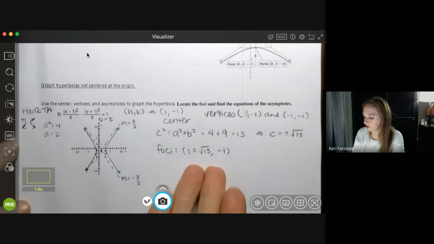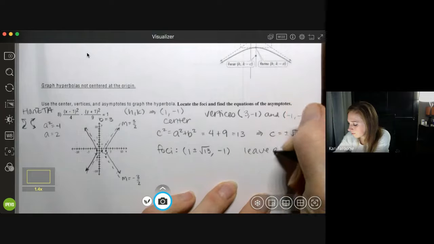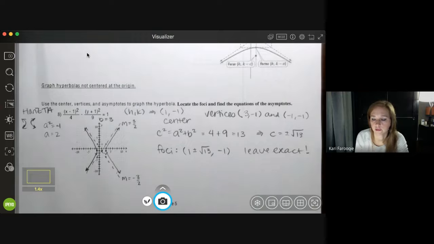And you can always write this as 2 different points if you'd like. I'm just going to leave it as 1 point. If you had some weird situation where the focus somehow ended up being an integer, like, I don't know, 2, then I would expect you to simplify this out. But since it's a radical, I don't want a decimal approximation. Leave it exact. And my math lab will also instruct you to leave your exact answer using radicals. Before I talk about the asymptotes, are there any questions on the foci?